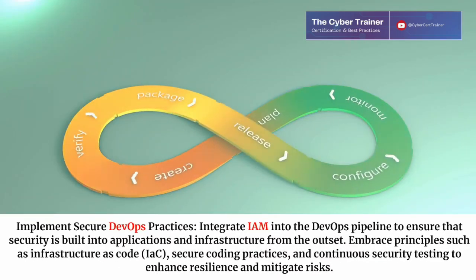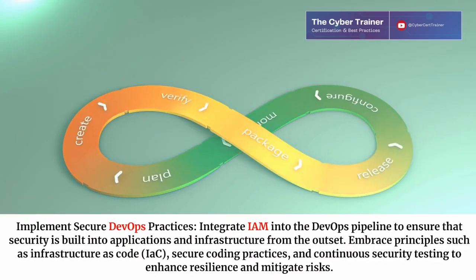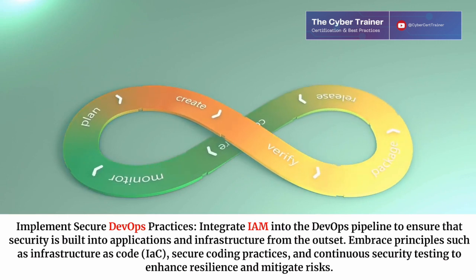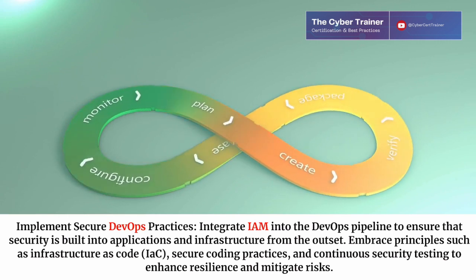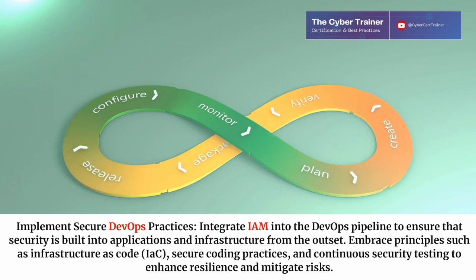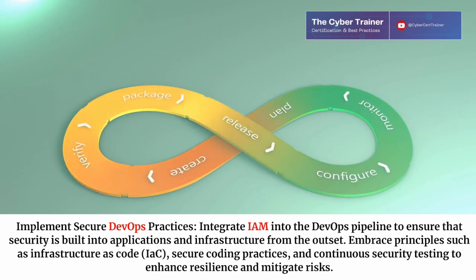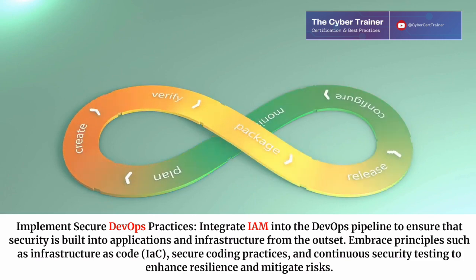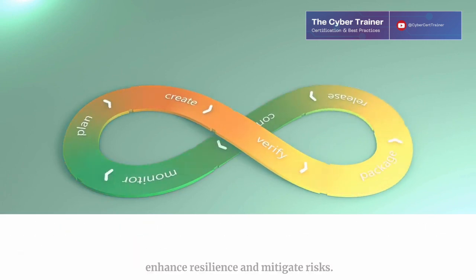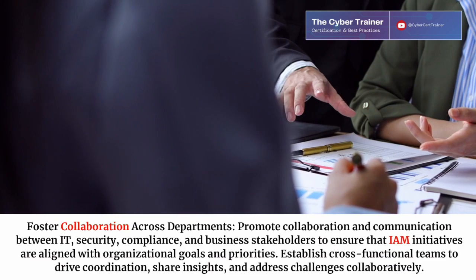Implement secure DevOps practices. Integrate IAM into the DevOps pipeline to ensure that security is built into applications and infrastructure from the outset. Embrace principles such as infrastructure as code, IaC, secure coding practices, and continuous security testing to enhance resilience and mitigate risks.